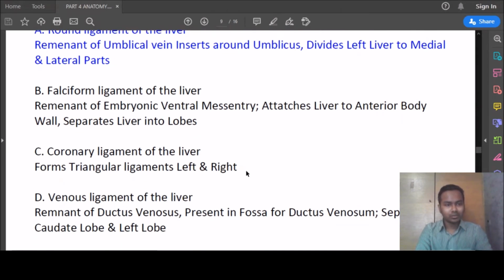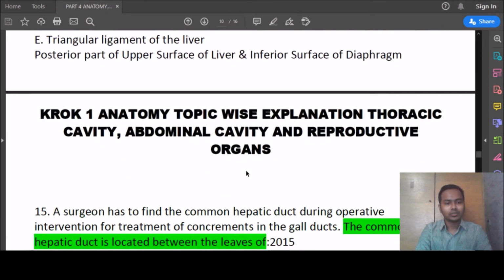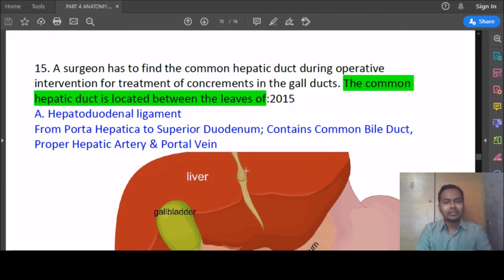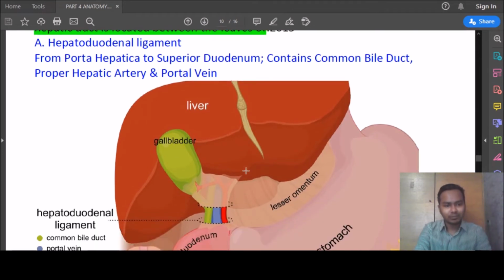You can see other options, like the falciform ligament, another ligament. Why is it not the correct answer? A surgeon has to find the common hepatic duct during operative intervention for treatment of a concrement in a gall duct. The common hepatic duct is located between the leaves. So where is the common hepatic duct present? You can see in the image, in the hepatoduodenal ligament.